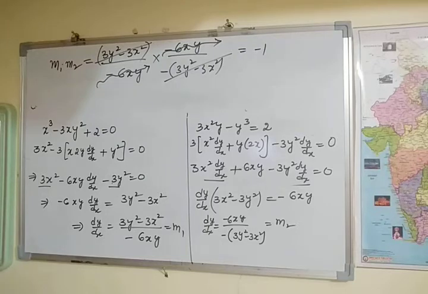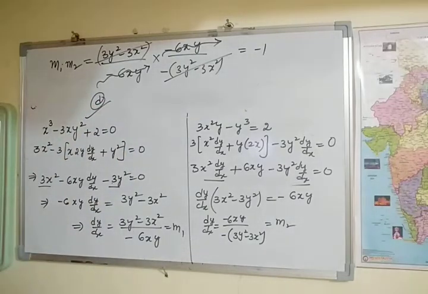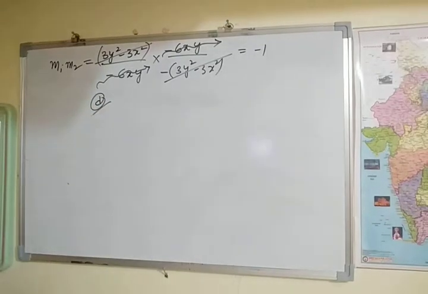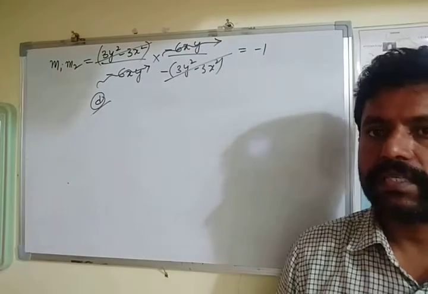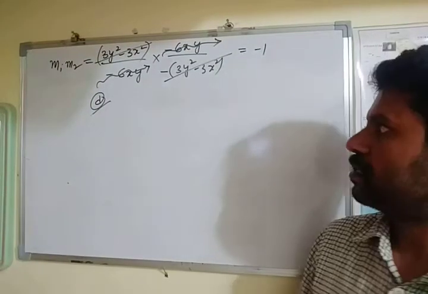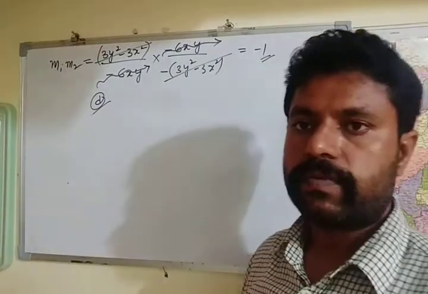Cut each other at right angles. Option D is the correct option for this result. The two curves cut each other, or are perpendicular to each other, or at right angles to each other, means m1 dot m2 is equals to minus 1. That's why option D is correct.